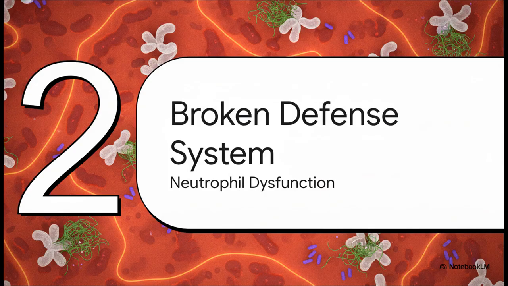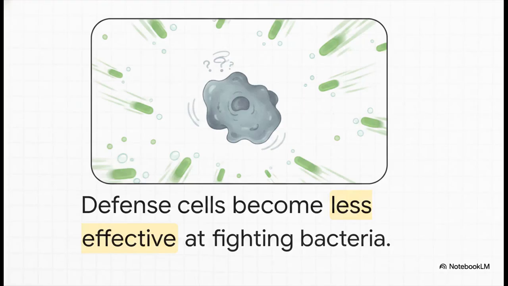Moving to Section 2, a broken defense system, driven by neutrophil dysfunction. You might assume that more inflammation means a better fight, right? Actually, scratch that. Diabetes causes neutrophil dysfunction. Neutrophils are basically your immune system's first responders, but under high glucose conditions, they act like bouncers who are asleep on the job. They're confused, sluggish, and just far less effective at actively fighting and neutralizing biological threats.